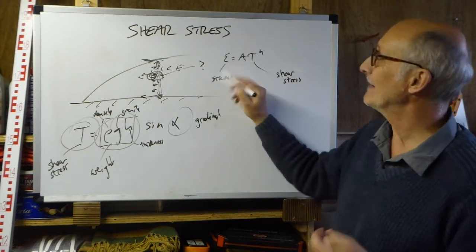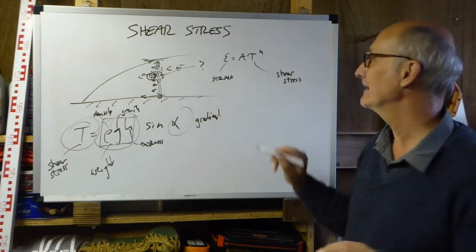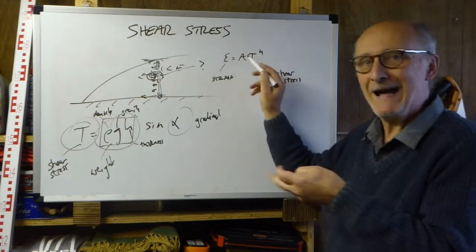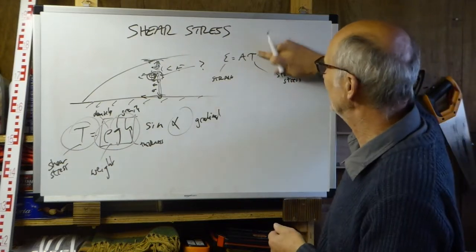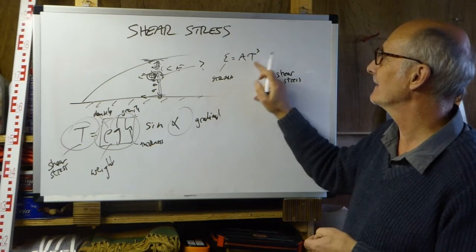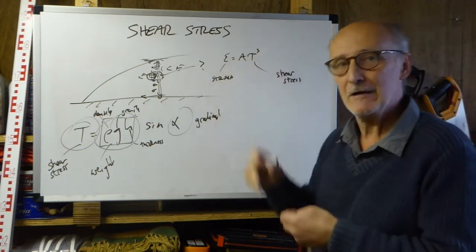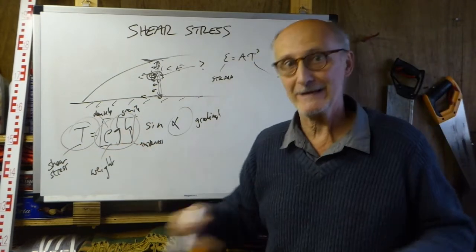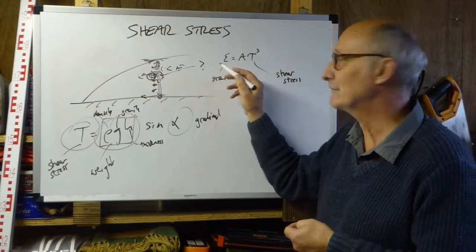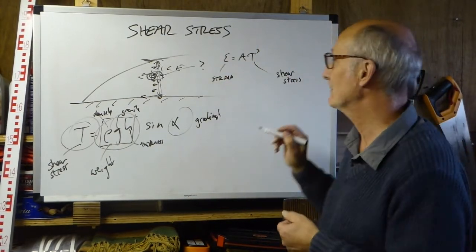But it isn't simply that the amount of strain is equal to the amount of stress. The amount of strain is equal to the amount of stress raised to a power. There's an exponent there. Typically, people use a number 3 there. So the strain is equal to A times the cube of the stress. So if you double the stress, you increase the strain 2 times 2 times 2, much more. So you get a very significant increase in strain for a very small increase in stress.